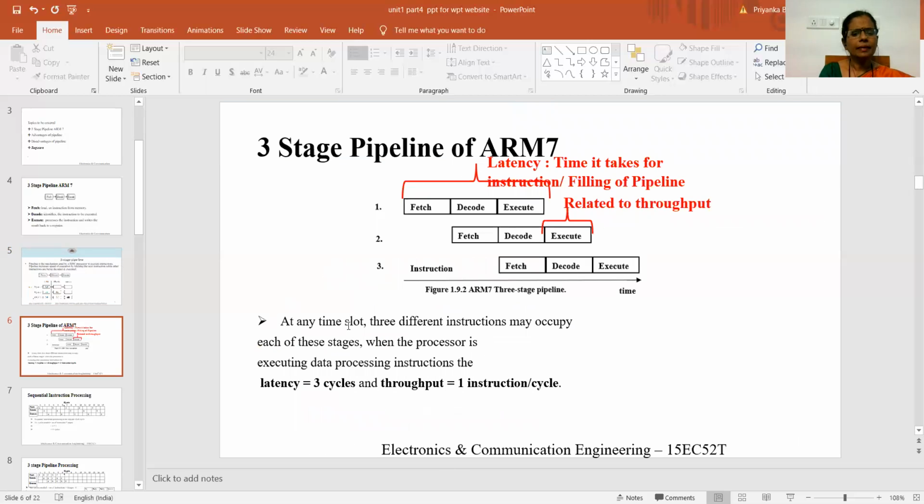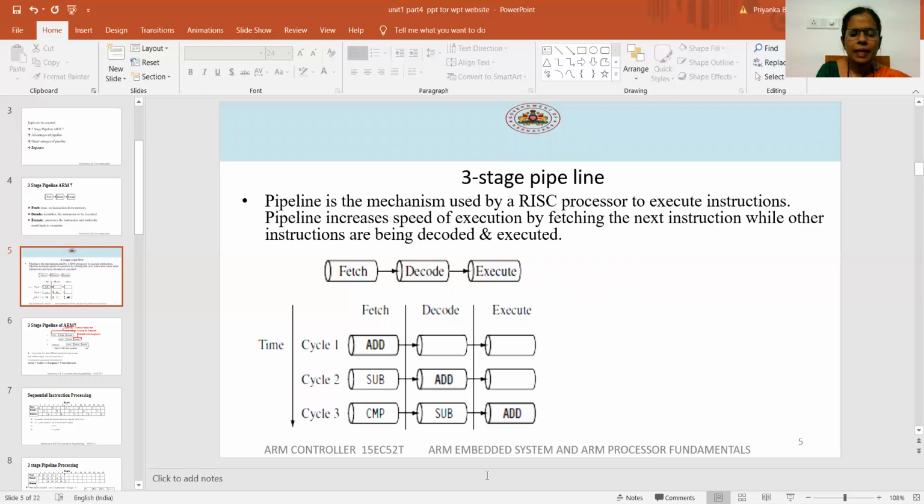So at any time slot, 3 different instructions may occupy the stages. From cycle 3 onwards, at any point of time, 3 processes will be continuously going on. See the previous diagram again. In the fourth cycle, a new instruction is fetched, the compare instruction goes to the decoding stage, and the subtraction instruction goes to the execution stage. From the third cycle onwards, we start getting the output, the throughput. So for every cycle, we get an output.